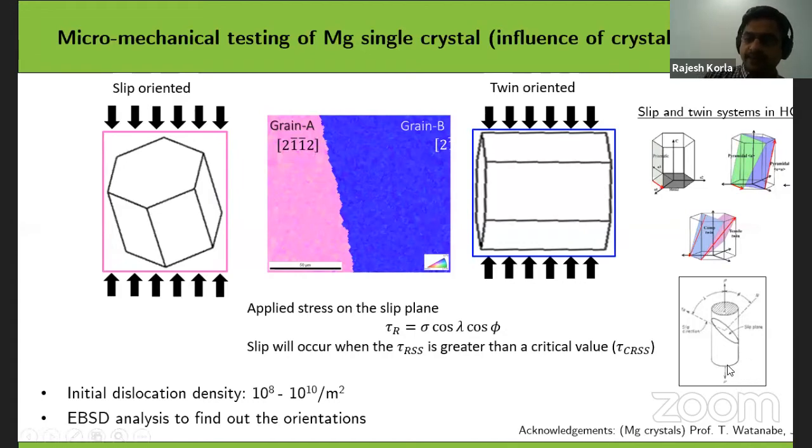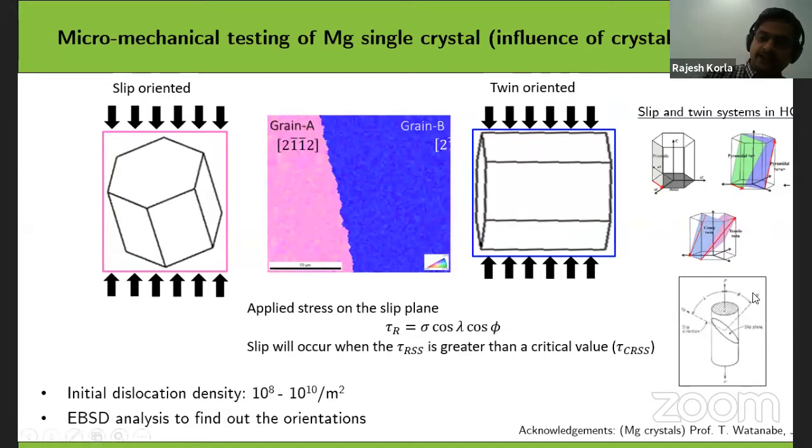Instead of that, if your basal planes are aligned either along the direction of this one, or perpendicular to the tensile or compression direction, then either lambda or theta is going to be 90 degrees, and your Schmid factor is going to be 0, and the resolved shear stress along these planes is 0. That means the shear stress on the basal planes is almost 0, so slip is very difficult.